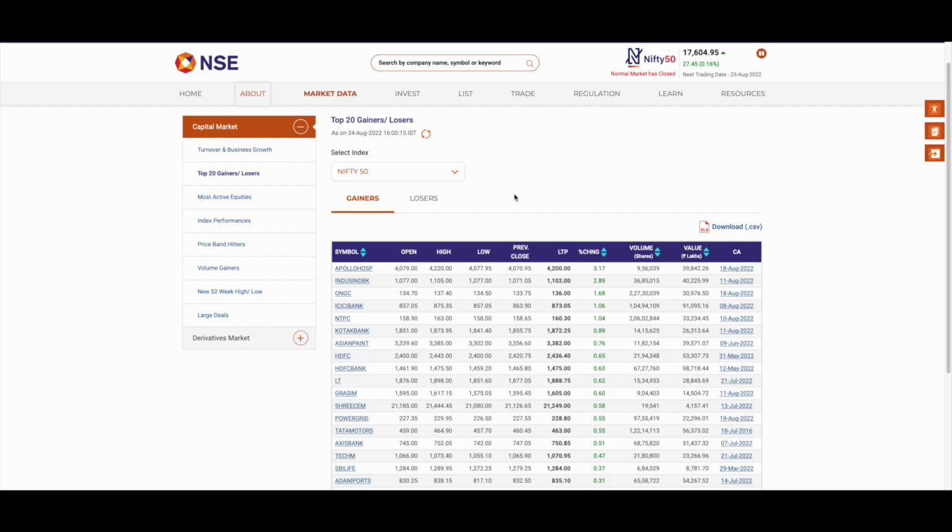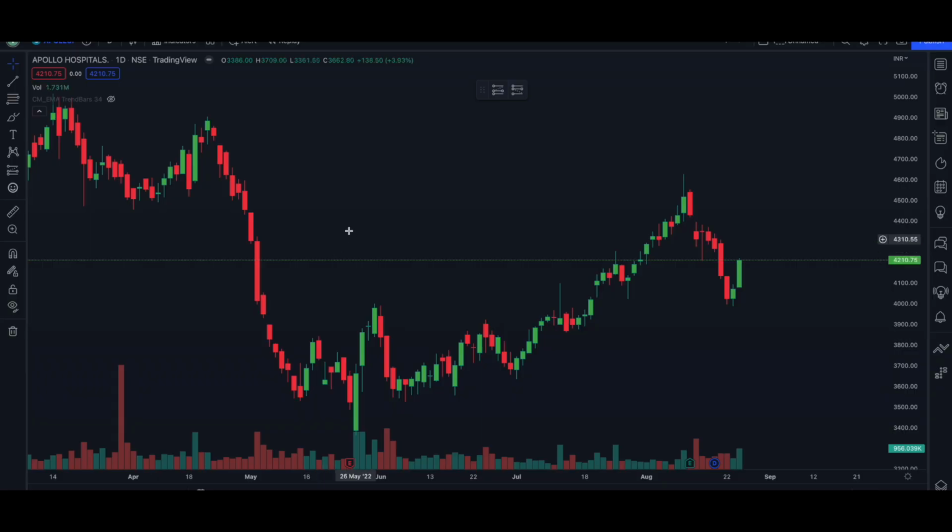Traders, what you're looking at right now is NSE website top gainers data. For 24th August, the top gainer was Apollo Hospital. Let's open this chart and see if there was any trading opportunity for intraday. So this is a chart of Apollo Hospital daily time frame.